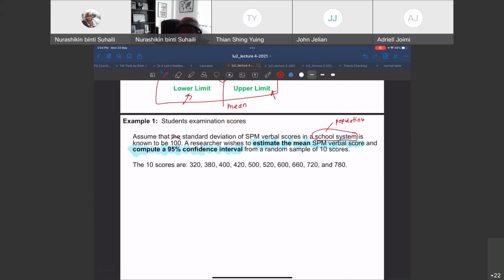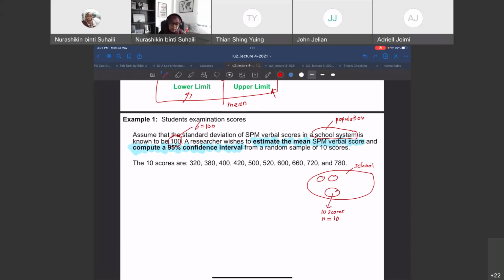Okay, so this one is referring to the standard deviation of the population, which is this symbol, isn't it? 100. The researcher wishes to estimate the mean SPM verbal score and compute a 95% confidence interval from a random sample of 10 scores. So you have a population, which is the school, and there are many samples, but we're talking about one sample. This random sample has 10 scores, so the n of this sample is 10.